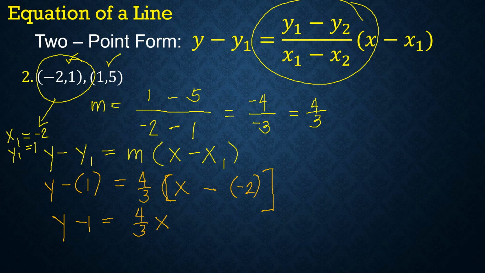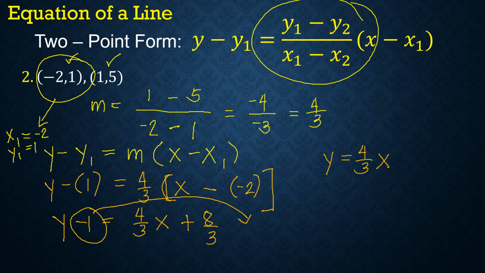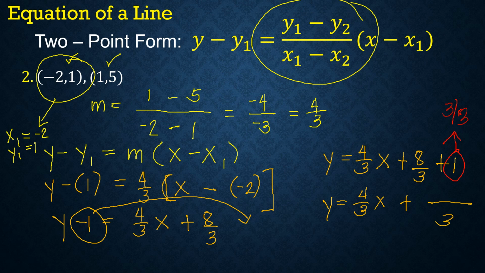So negative will be positive 2. 2 times 4 over 3 is 8 over 3. So ilipat na natin ito sa kabila. So we have y is equal to 4 over 3x plus 8 over 3 plus 1. At itong 1 na ito, pwede natin siyang i-rewrite into 3 over 3 kasi gawa tayo ng similar fractions. Therefore, our final answer will now be y is equal to 4 over 3x plus, over 3 na yan, 8 plus 3 is 11. So we have 4 over 3x plus 11 over 3. That's our final answer.